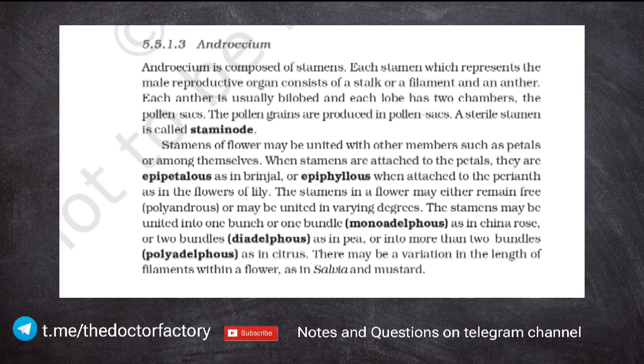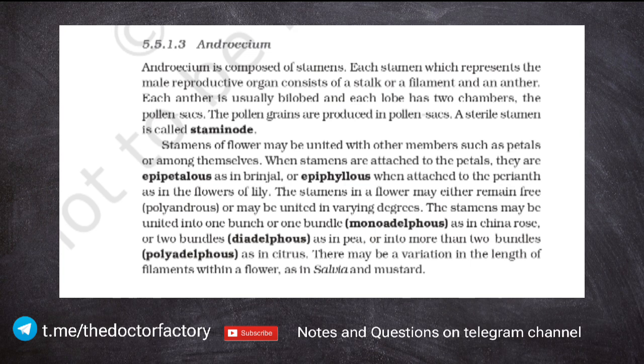5.5.1.3 Androecium. Androecium is composed of stamens. Each stamen, which represents the male reproductive organ, consists of a stalk or a filament and an anther. Each anther is usually bilobed and each lobe has 2 chambers, the pollen sacs. The pollen grains are produced in the pollen sac. A sterile stamen is called staminode.